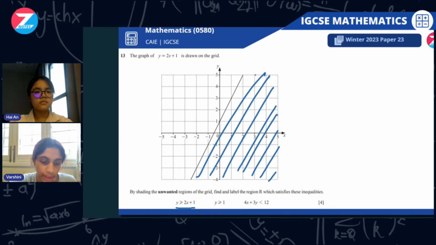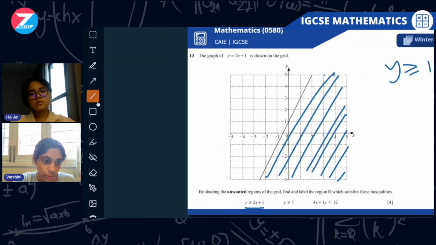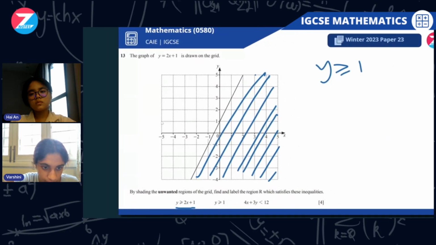The next equation we have here is y greater than or equal to 1. Let's draw the graph of y equals 1. That's just going to be 1 along the y-axis. So over here is 1 on the y-axis.